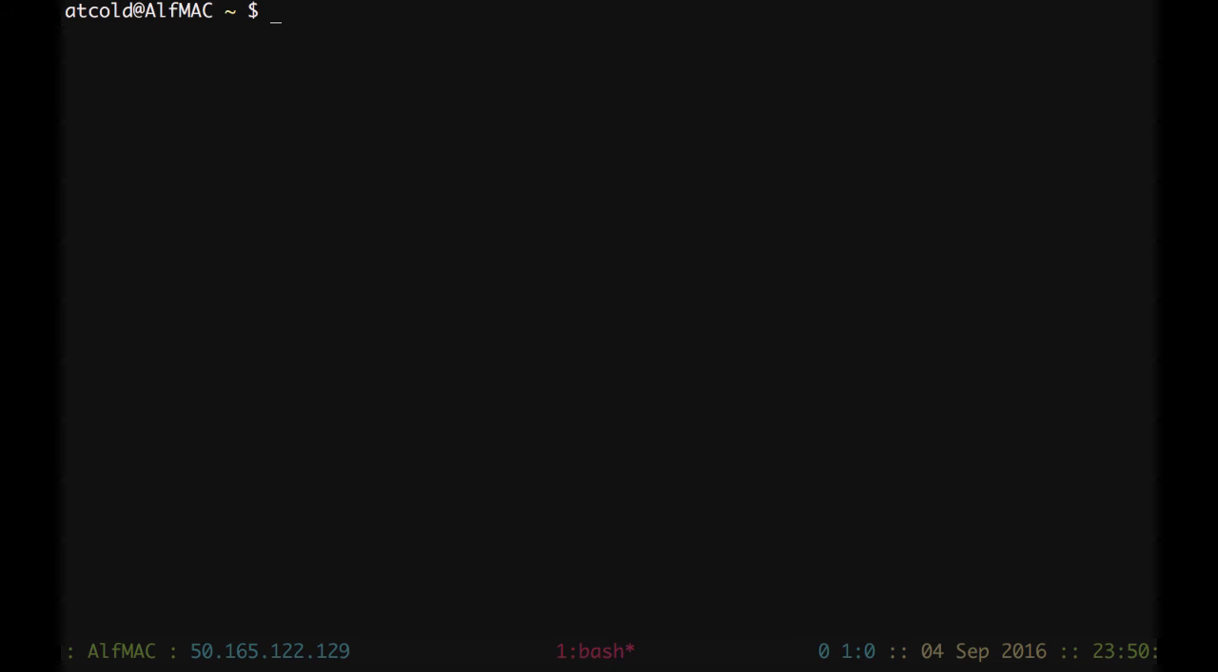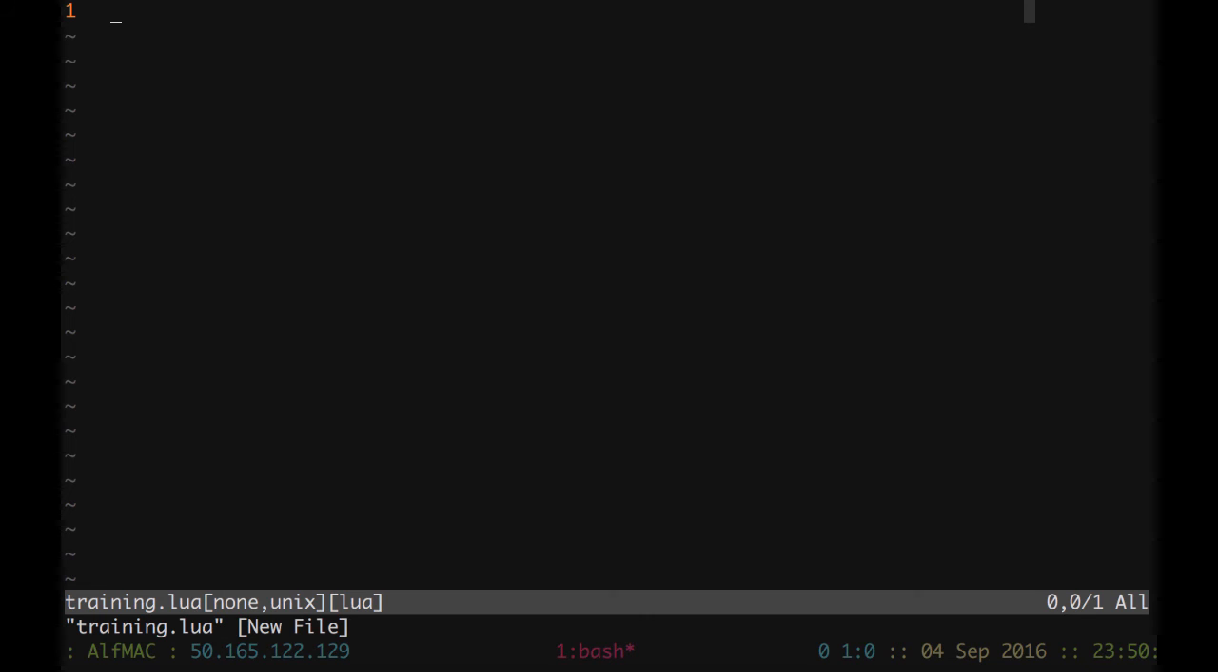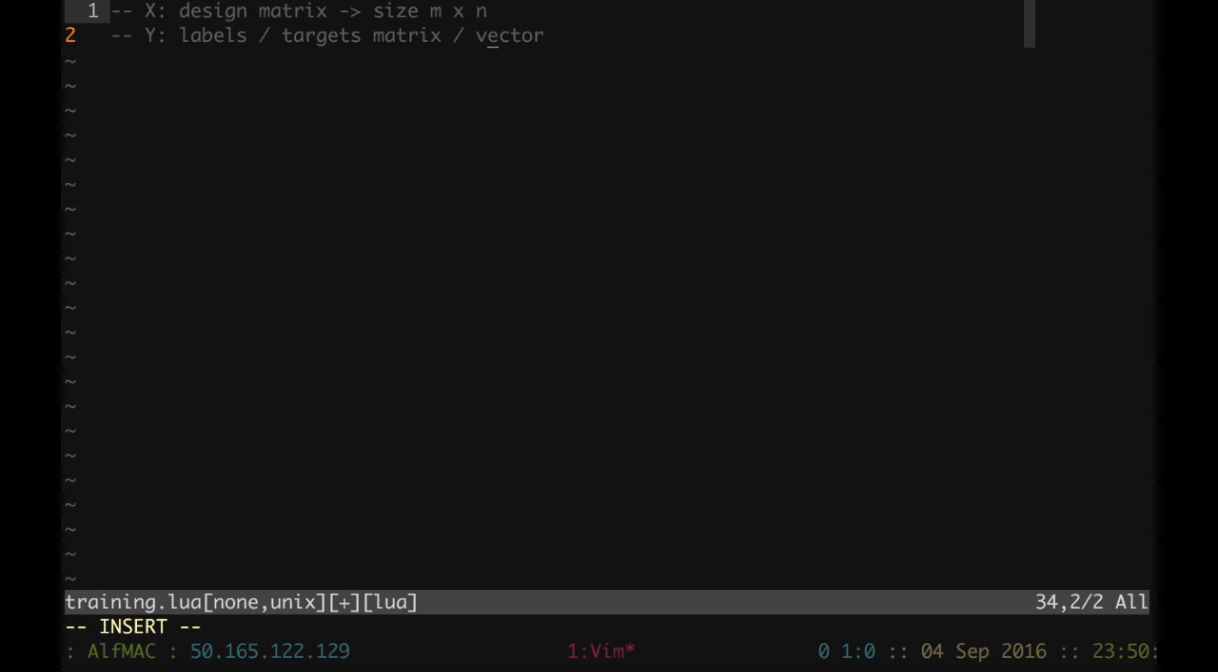Let's see how to train the full system with a script. We have training. So we have our x, which is going to be our design matrix, and then we have our y, which is going to be our labels or targets, if you like, a matrix or vector. The first one has size m times n, and the second one is going to be of size m examples times capital K.